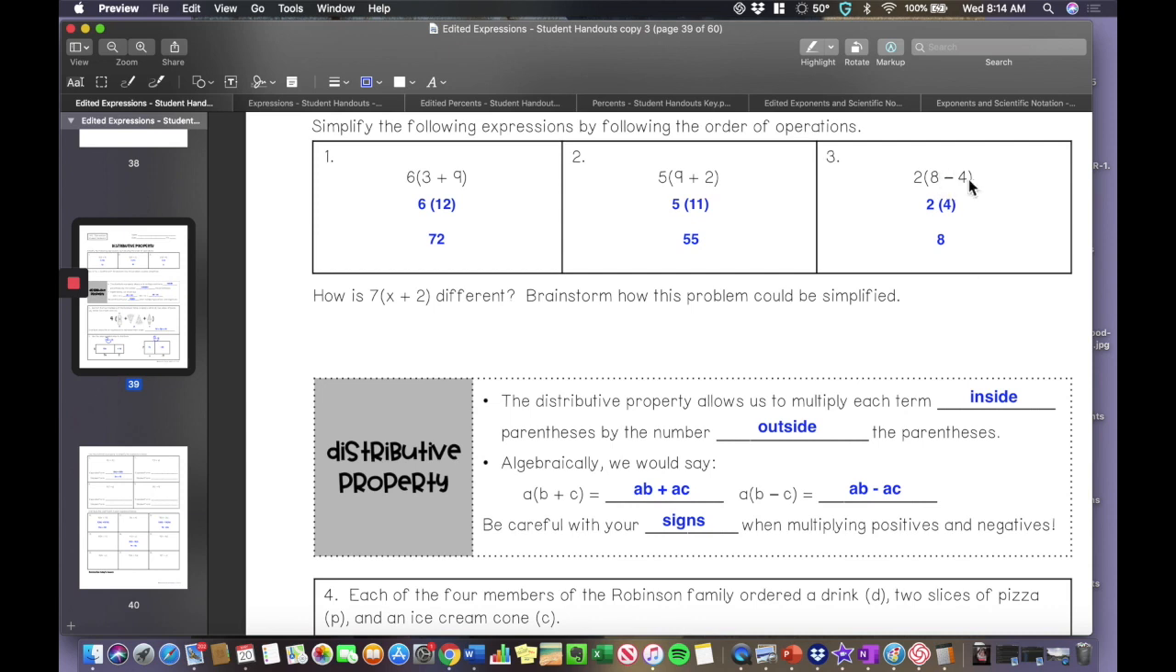Negative 4 is the term here. You can look at this as an integer. You can look at this as take away 4, minus 4, or negative 4. Negative 4 being a term.